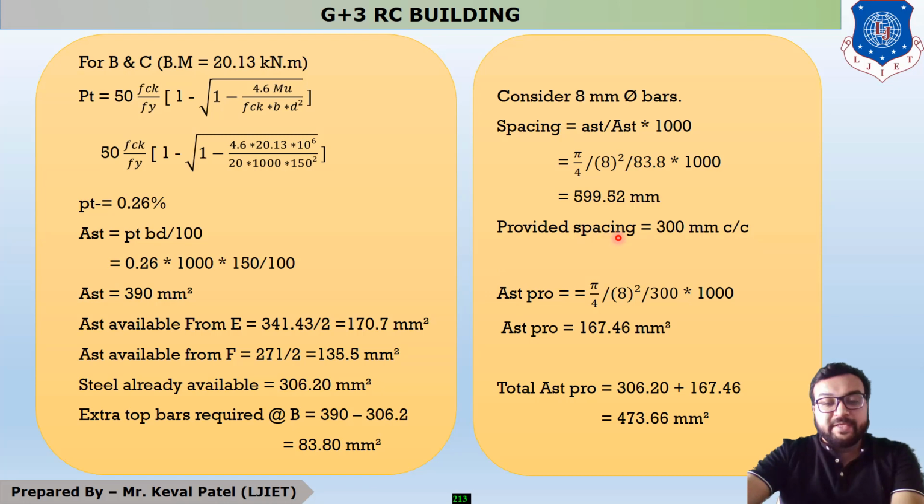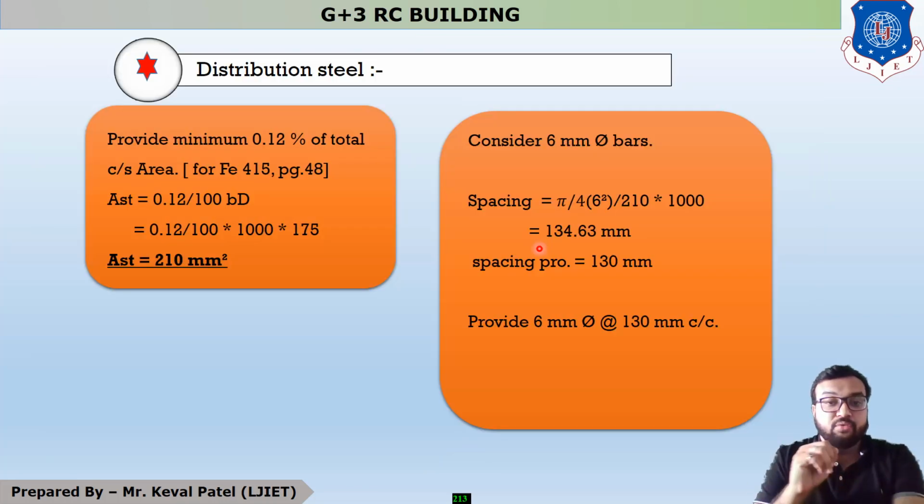After finding out the spacing provided, the next step is to find out AST provided. And now our total AST provided is 306.20 plus 167.46, which is 473.66 mm square. So students, this is the end of your main steel calculation. Now your distribution steel. This is the last slide of this example.